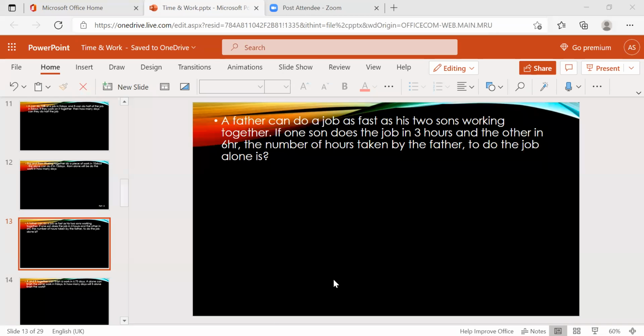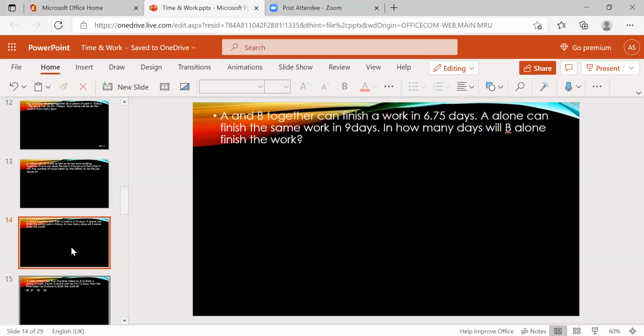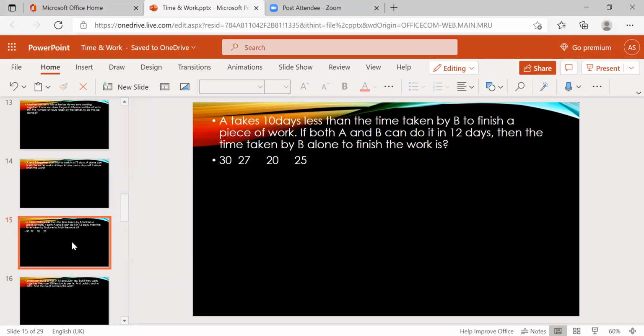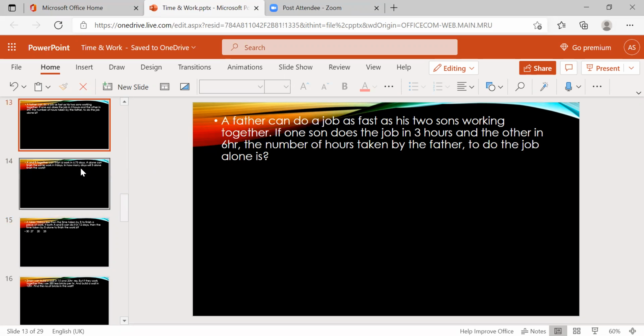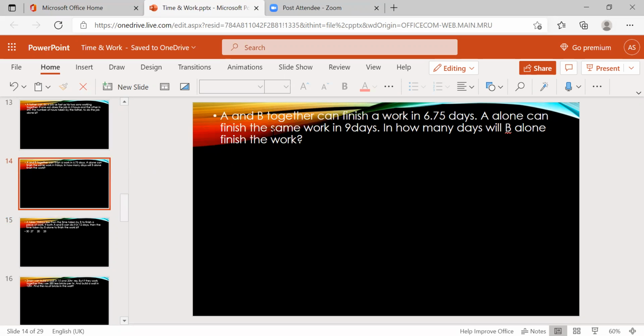Now moving to the next question. A and B together can finish a work in 6.75 days. A alone can finish the same work in 9 days. In how many days B alone finish the work?